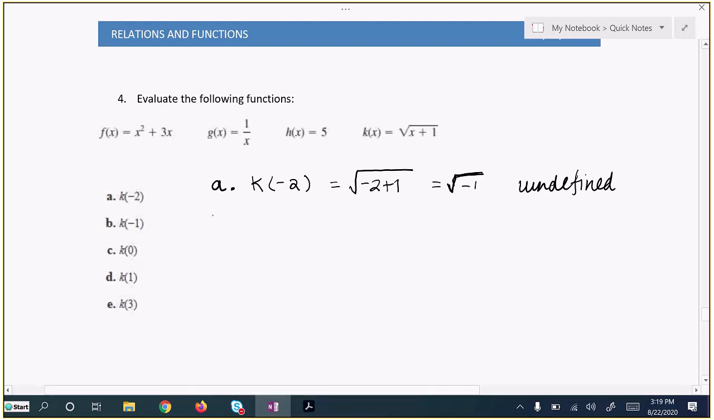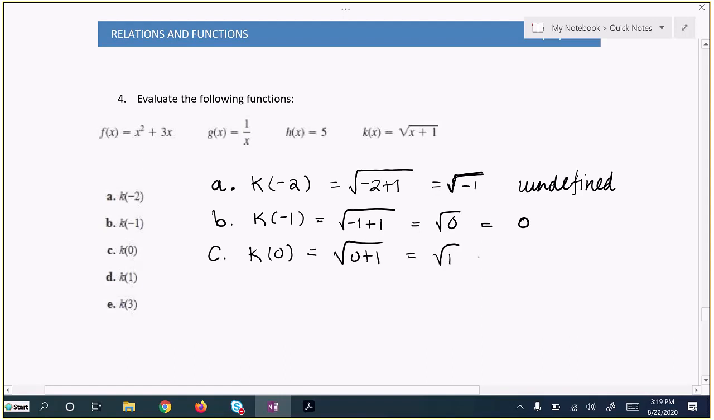What if I put in k of -1? K of -1, again, I just replace the x by -1, so this is square root of -1 plus 1, which is square root of 0, and square root of 0 is 0. So k of -1 is equal to 0. If I put in k of 0, I get square root of 0 plus 1, that's square root of 1, and that's 1. If I put k of 1, I have square root of 1 plus 1, that's square root of 2, and we just leave it as square root of 2.